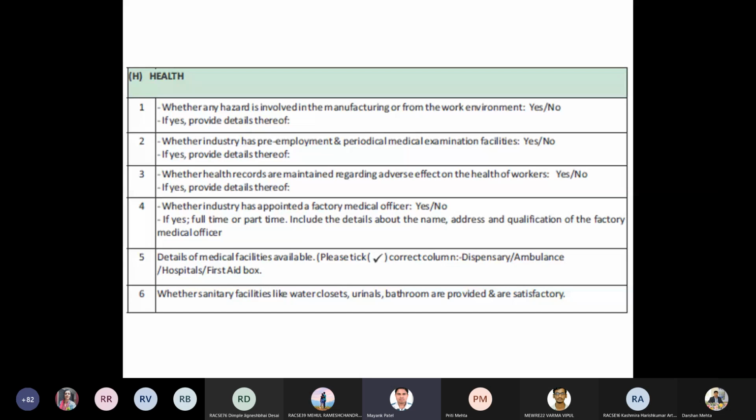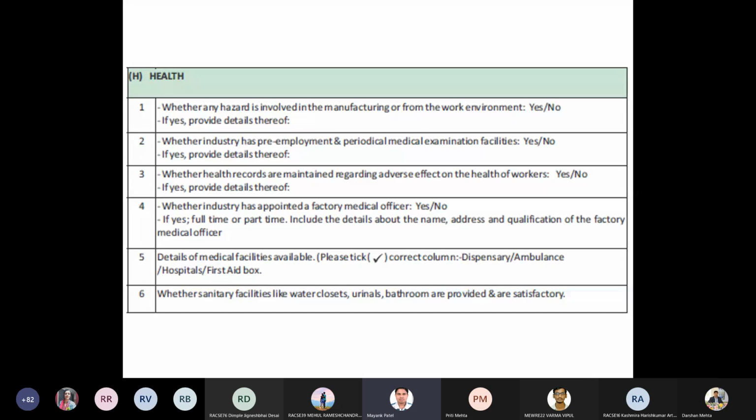So what kind of care the industry is taking for the safety of the persons who are working, right? Along with the periodic medical checkup done by the industry with the help of any factory medical officer, if appointed full time or part time, the details thereof is required. So in this section, the pre-employment and periodic medical examination facility, if the industry is having, then the details thereof are required, right? How many workers are there?